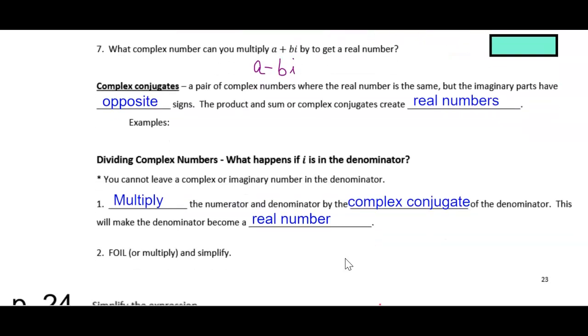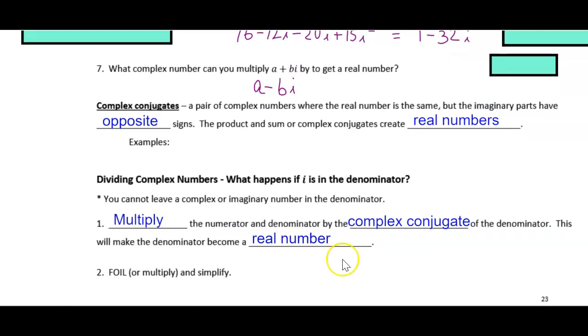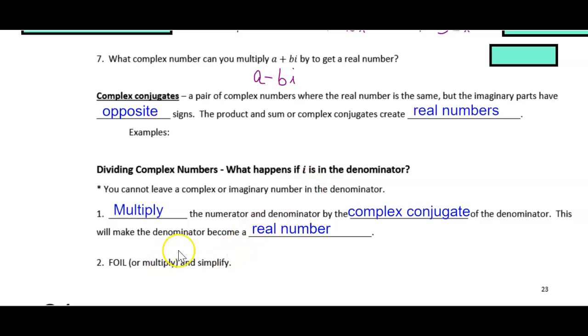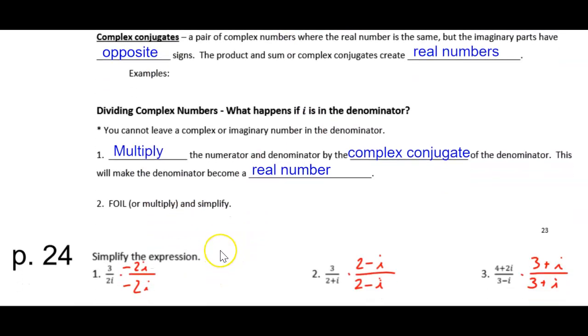All right, directions for dividing complex numbers. What happens if i is in the denominator? So if you get a fraction where i is in the denominator, since i is equivalent to root negative 1, and we can't have roots in the denominator, we actually have to do some work to move it out. So we're going to multiply the numerator and denominator by the complex conjugate. That's going to make the denominator a real number because, as we saw above, there's canceling that happens there. You do all your multiplication and you simplify.